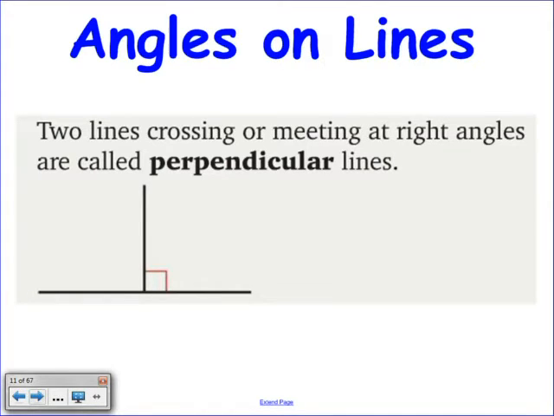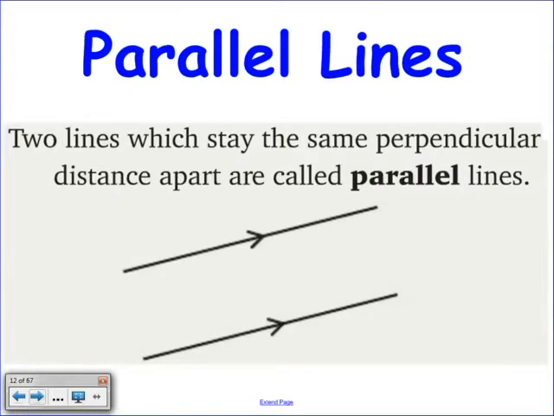Angles on a line, when they cut exactly at right angles, posh word called perpendicular. Sometimes they might not use the word right angle. They might say this line is perpendicular to that one, or draw a line that is perpendicular to this. Okay, perpendicular just means at a right angle. Parallel lines are lines that never meet. The distance between them is always the same, and they're annotated in maths with these little arrows.